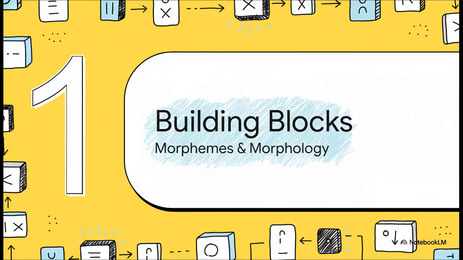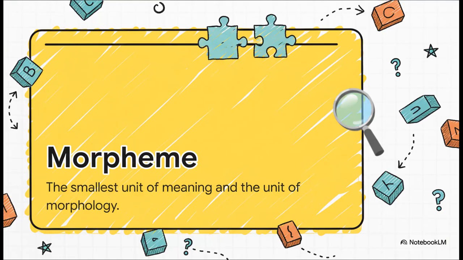To crack this code, we got to start with the absolute basics, the secret building blocks. And that fundamental piece, it's called a morpheme. Seriously, think of it as the ultimate Lego brick of language. It's the smallest, tiniest part of a word that still has its own distinct meaning.